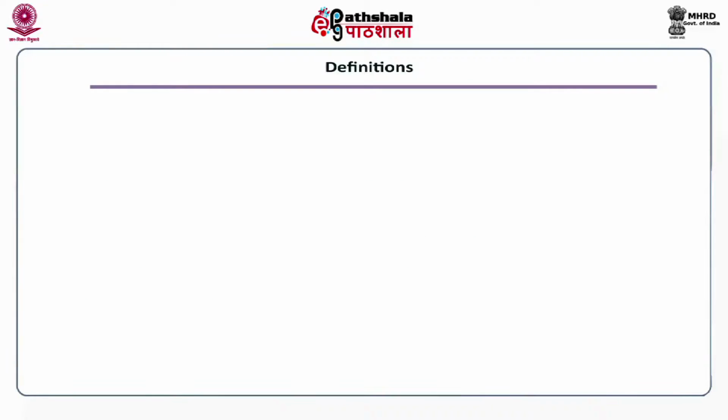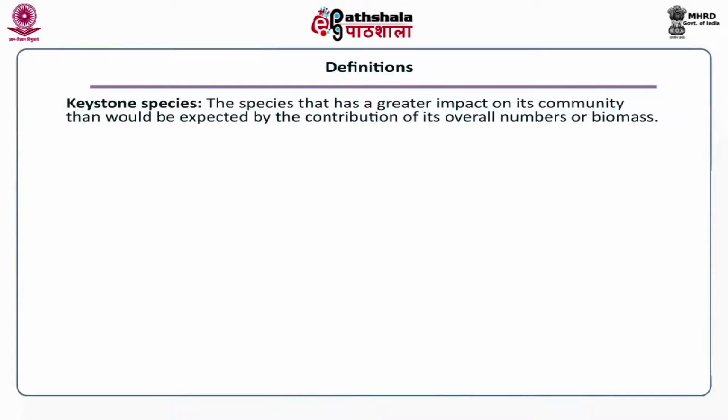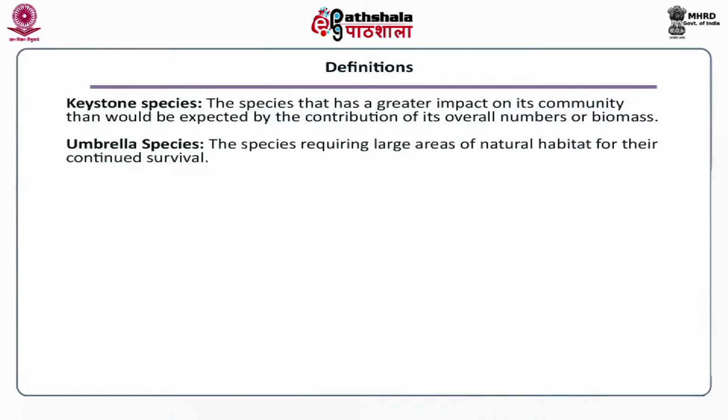Before we start, let me give some definitions which are very important for understanding biodiversity as well as for understanding the keystone species. First of all, let me come to the keystone species. Keystone species are the species that have a greater impact on their community than would be expected by the contribution of their overall number or biomass. Then umbrella species. Umbrella species are the species which require a large area of natural habitat for their continuous survival.